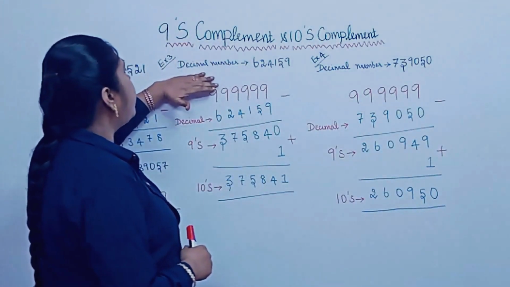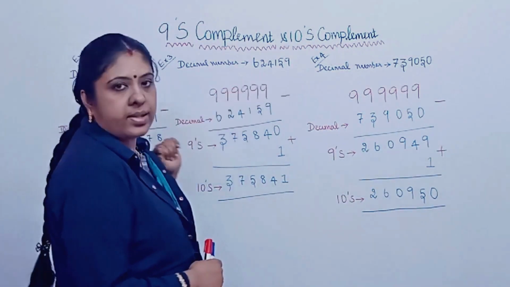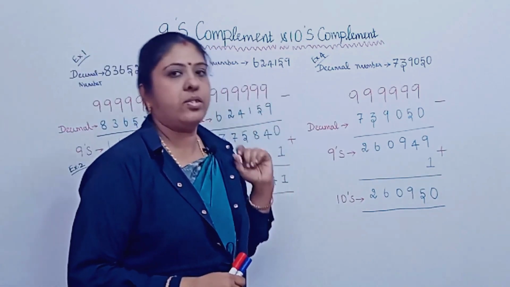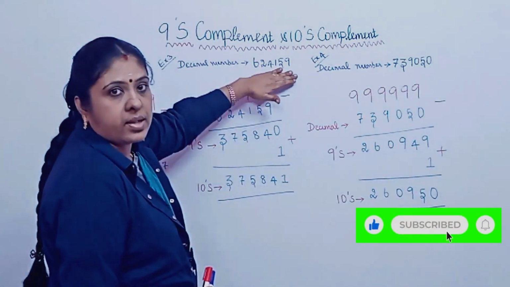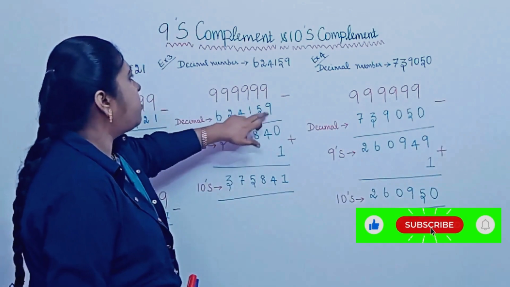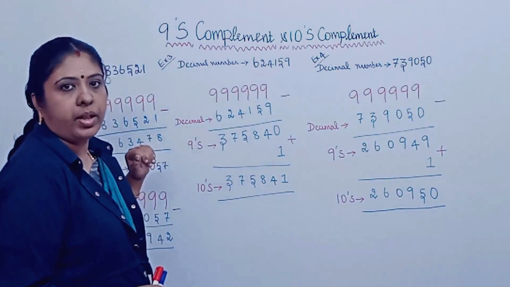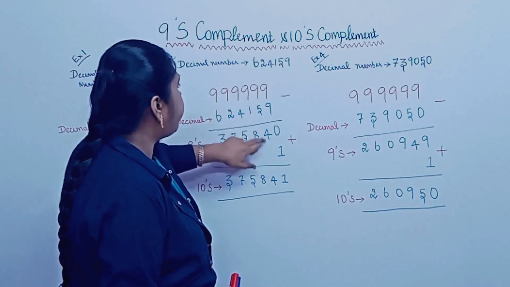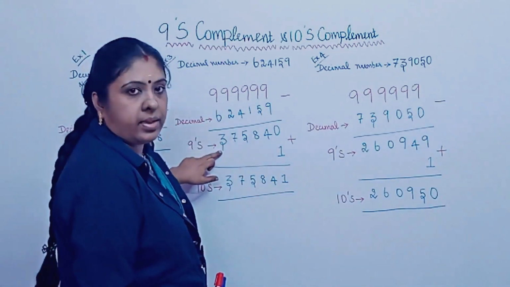The given decimal number in example 3 is 624159. What we have to do is convert it to a nines complement. The number consists of 6 digits, so 6 nines have been placed here and the decimal number 624159 has been written here. Here we are subtracting each digit from 9. So 9 minus 9, 0; 9 minus 5, 4; similarly it is continued till the last digit, 9 minus 6, 3.